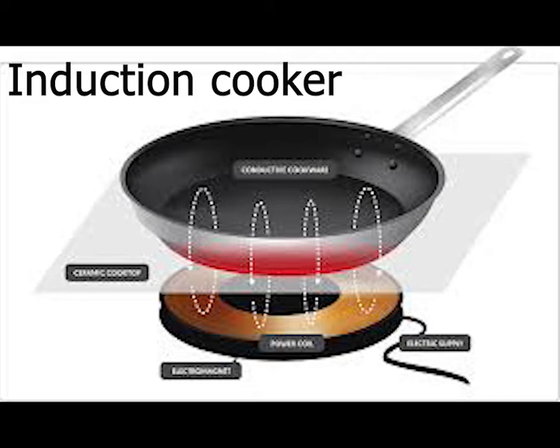A magnetic flux is then induced, producing an eddy current in the ferrous pot we put on top of the induction cooker. The eddy current will flow through the resistance of the pot and thus heat it up.